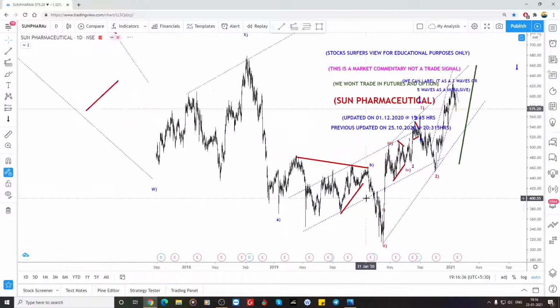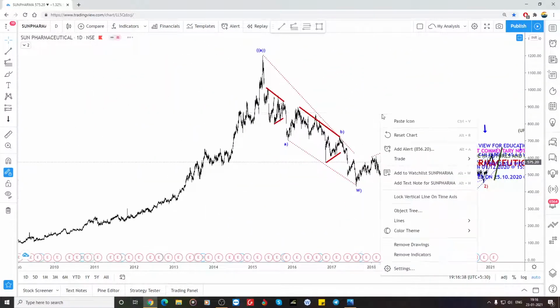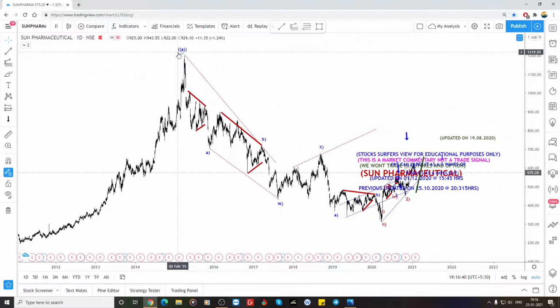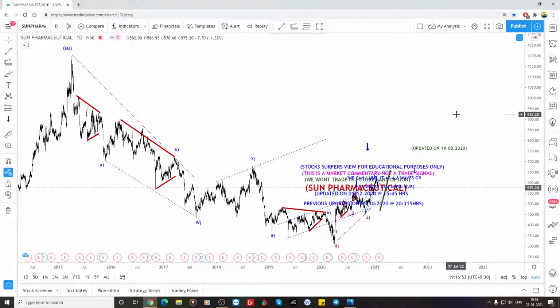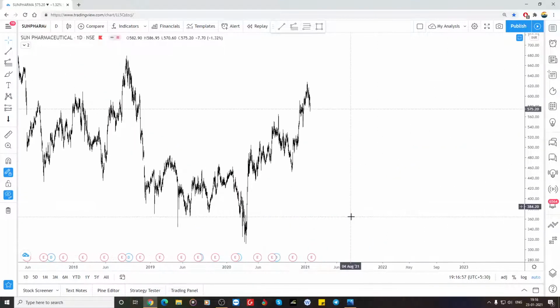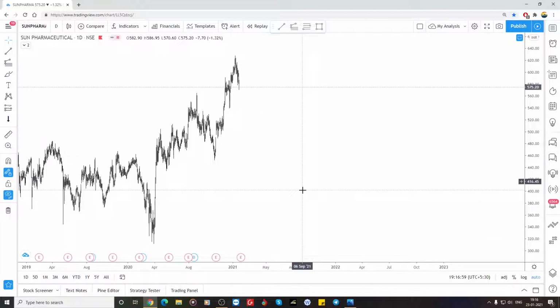See, because here it is the end of that 1, A, B or 2. So from the 290, I'm expecting at least it has to reach that 880 zone. But whether it is correction or impulsive, can't say. So as of now, it is strongly bullish.